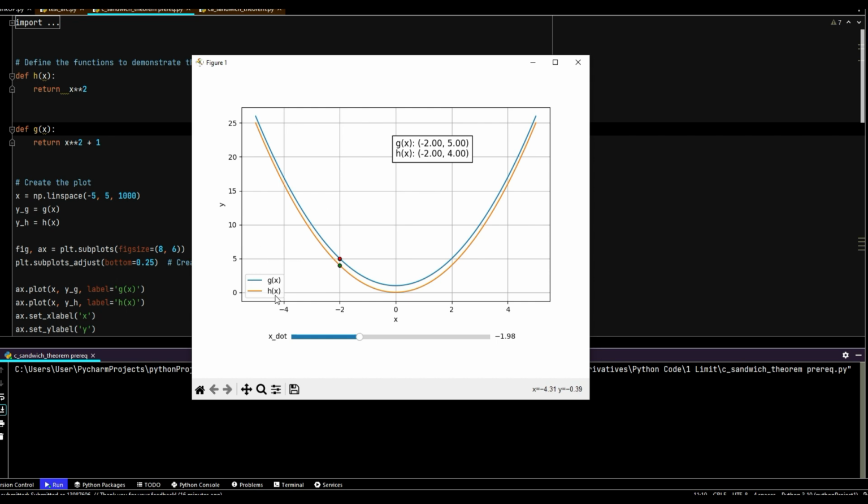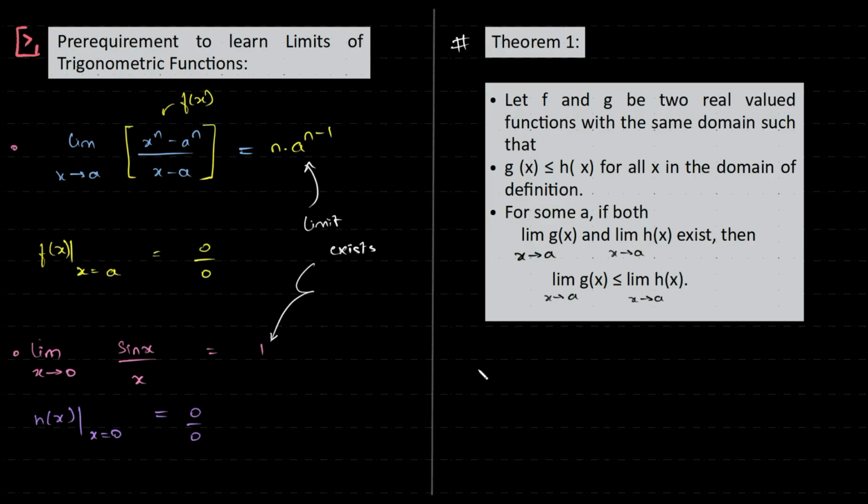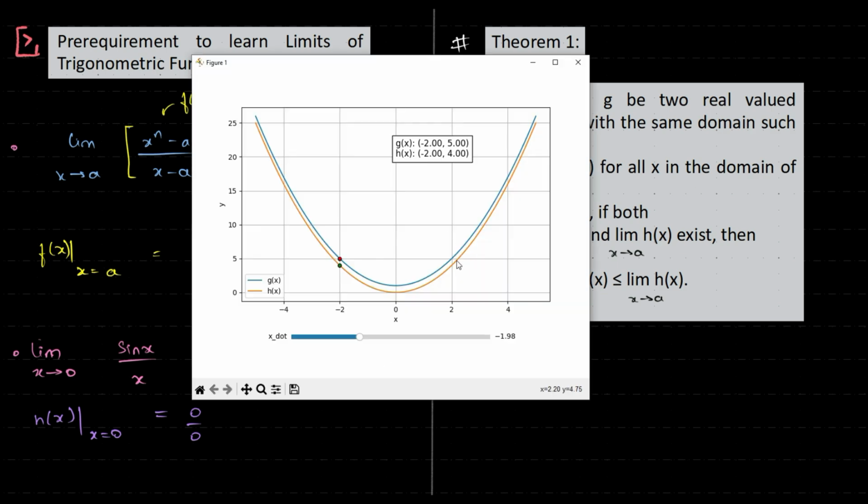We have g of x and h of x. g of x is this blue line and h of x is this orange line. Now, g of x is clearly all the time greater than h of x. Do you guys agree? For whatever value we take, -2, 0, any value within this range, g of x is always greater than h of x. The theorem tells a very commonsensical thing. If g of x is greater than h of x, then the limit also will have a similar relationship. For example, if I push g of x and h of x near 2.